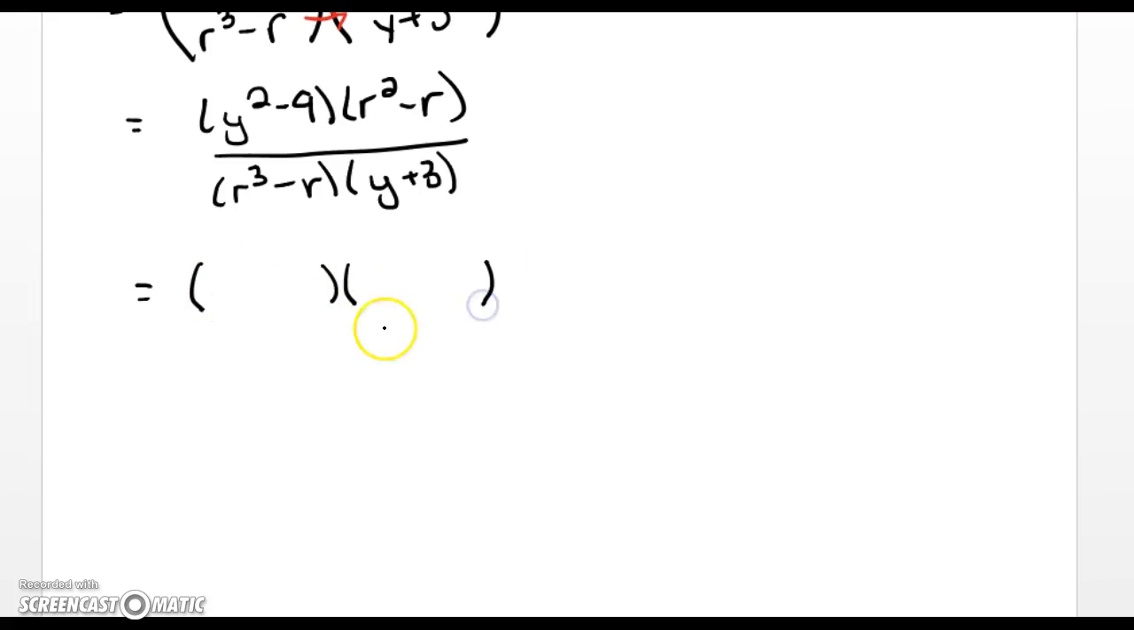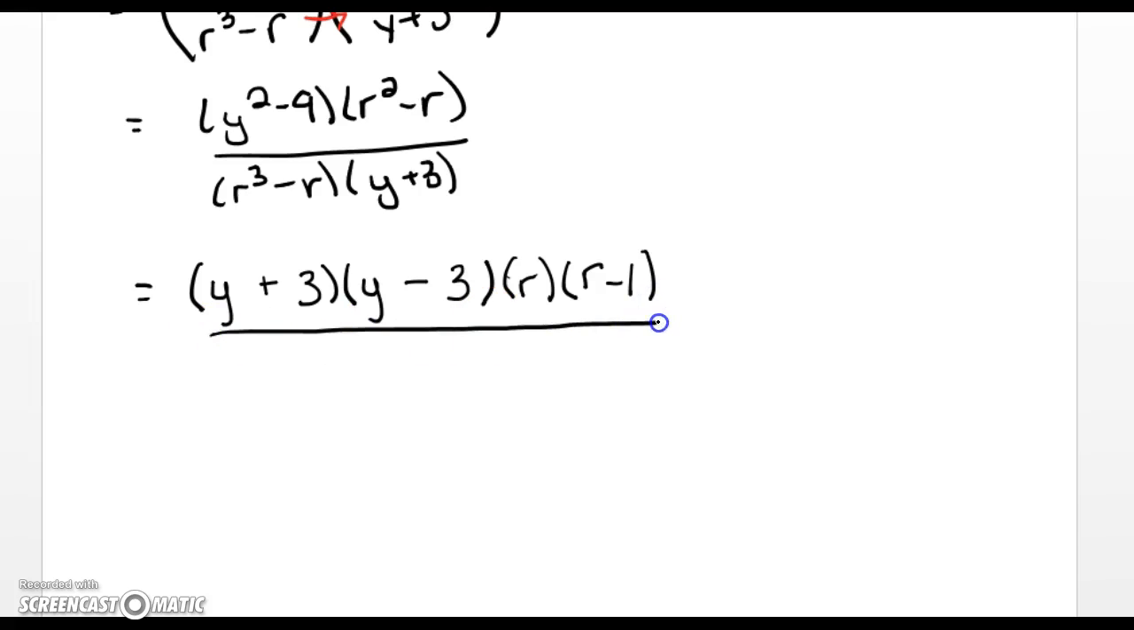So start by drawing your two brackets. Then you square root your first term. So square root of y squared is just y, and that goes on the left side of the brackets. Then you square root the second term, so square root of 9 is 3, and that goes on the right side. Then one gets a plus sign, one gets a minus sign. So now we've broken y squared minus 9 into its factors. We could do the same thing here for r squared minus r. And if you notice here, we have common factors. So we're pulling a common factor of r, and we're left with r minus 1. So far our numerator is y plus 3 times y minus 3 times r minus 1.